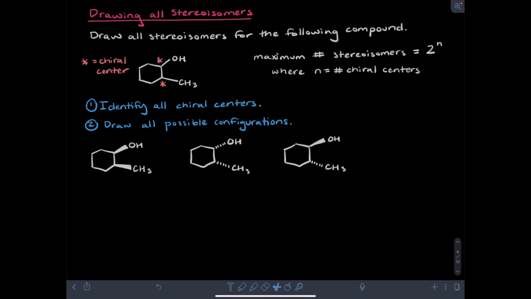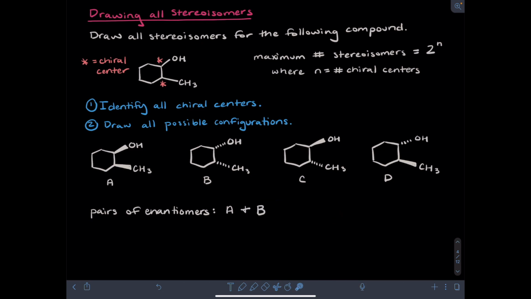Another possibility is you have a wedged OH but a dashed CH3. Or you could have a dashed OH but a wedged CH3. These are my 4 different possible configurations, which I'll label A, B, C, and D. I'm going to look at these molecules to see which are my pairs of enantiomers.